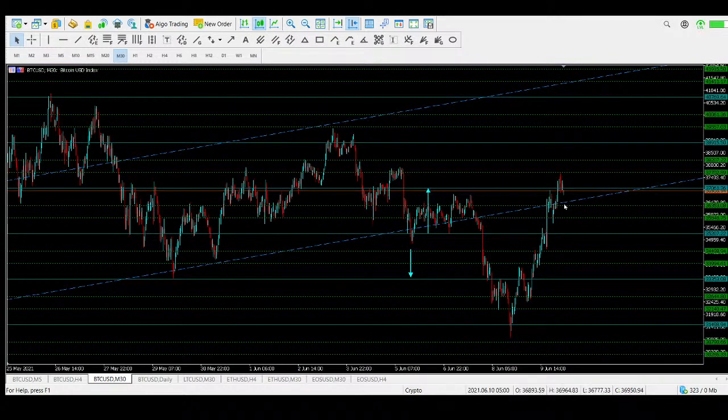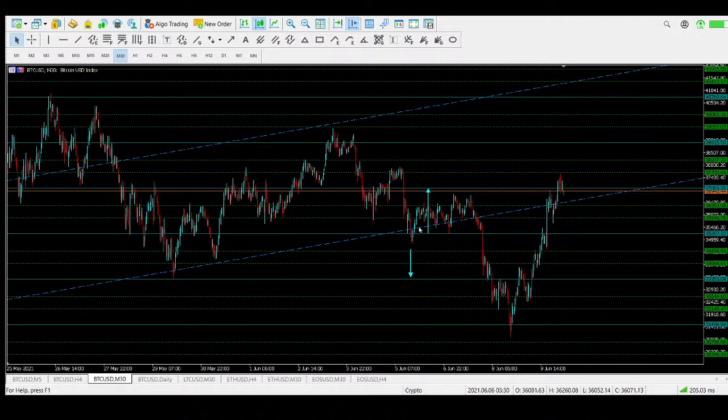So looks like if we stay within the price channel here in the 30 minutes time frame, we should be okay. Otherwise we'll be heading down to retest 35,207. Another interesting thing that I'm seeing here is a potential head and shoulder pattern. A reverse head and shoulder pattern.